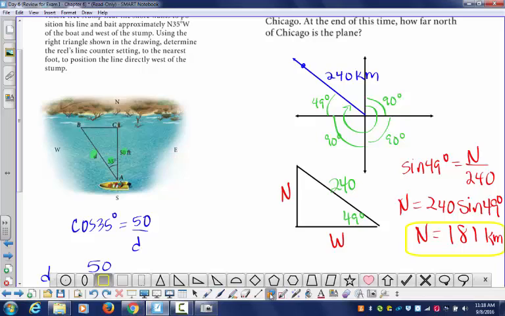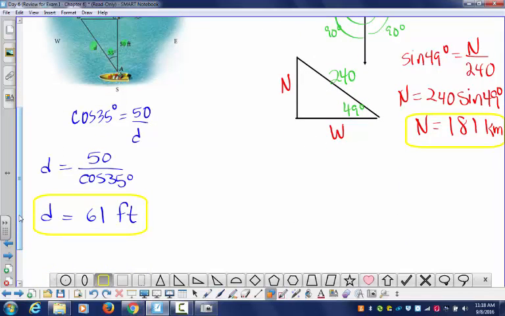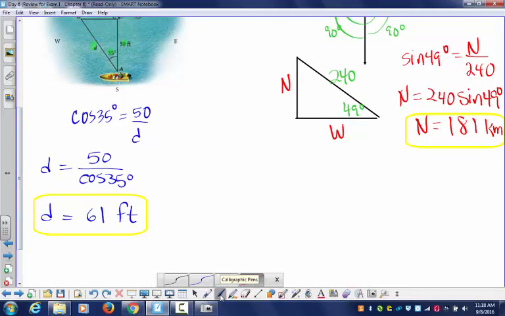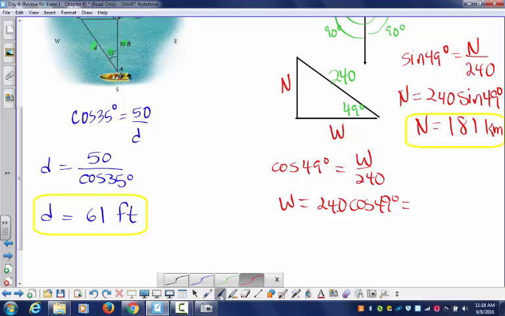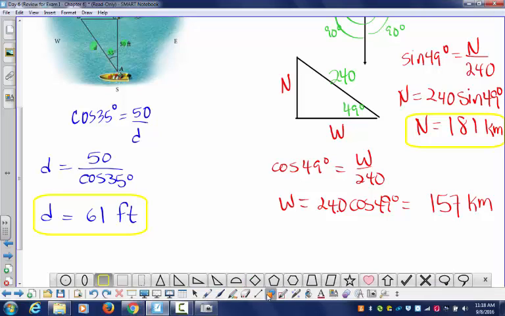And then to figure out west, we would use a different trig function. We'll use cosine. Cosine 49 is west over 240. So west is the hypotenuse times cosine 49. And if we type that into our calculator and round to the nearest kilometer, how many do we get? 157. Thank you. So 157 kilometers. And that's to the west.